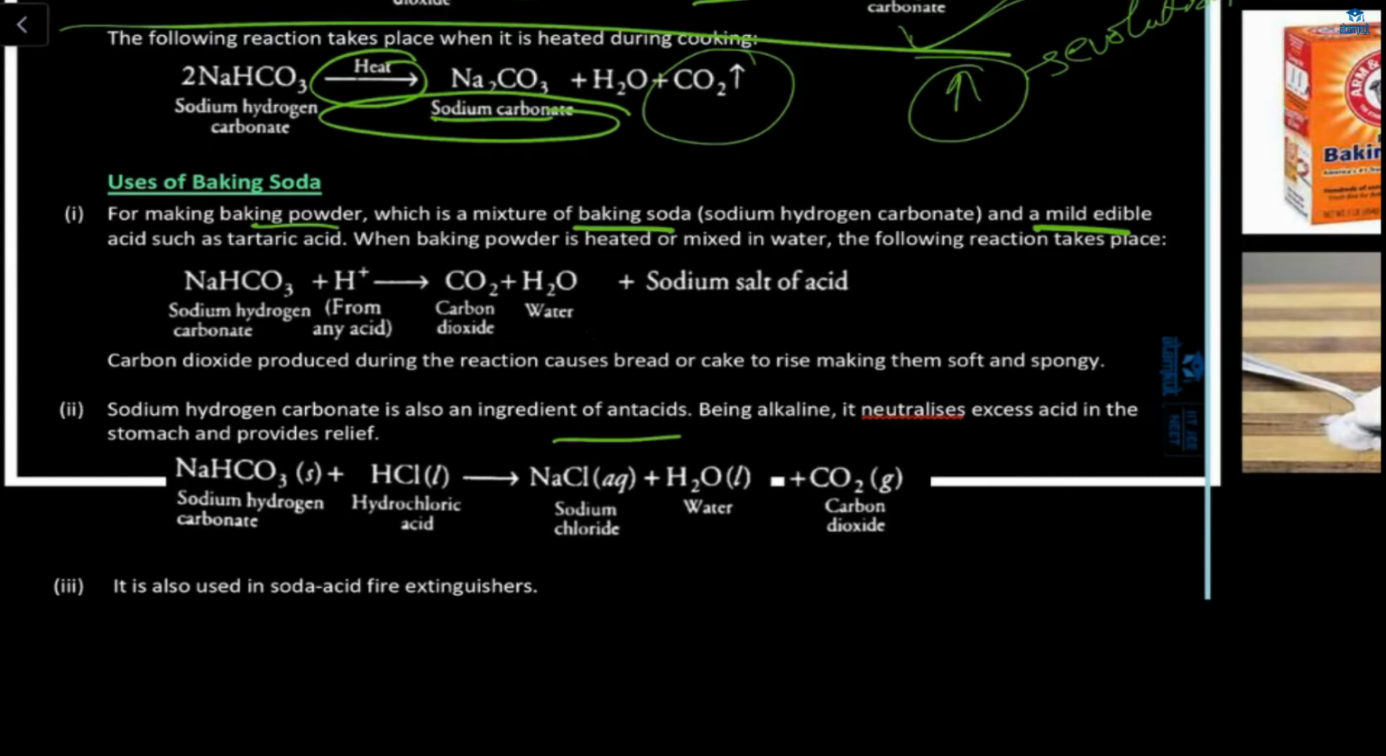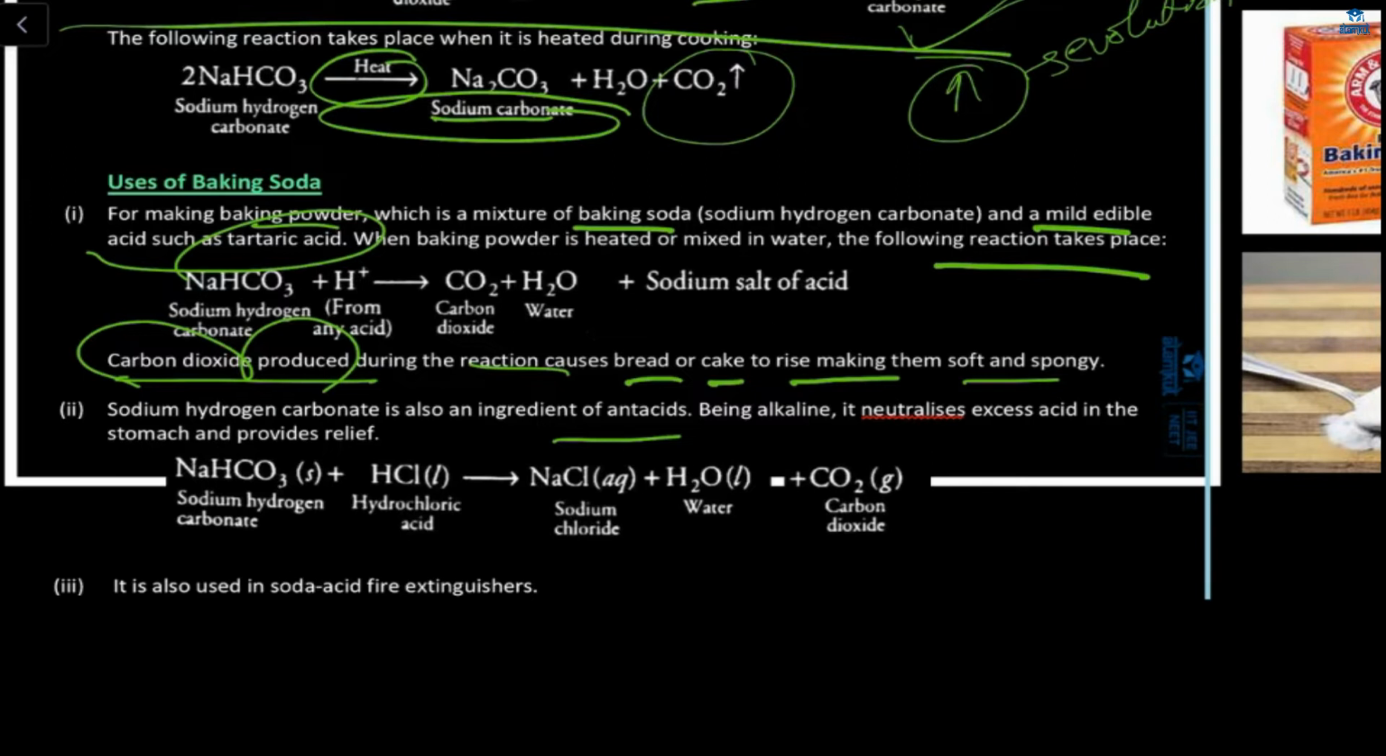When baking powder is heated or mixed in water, the following reaction takes place. Here the carbon dioxide is produced during the reaction with a mild edible acid such as tartaric acid. Because of this carbon dioxide, my bread or cake rises, becoming soft and spongy, because the gas is produced during this reaction. What is the reaction? The reaction is sodium hydrogen carbonate with an acid such as tartaric acid.